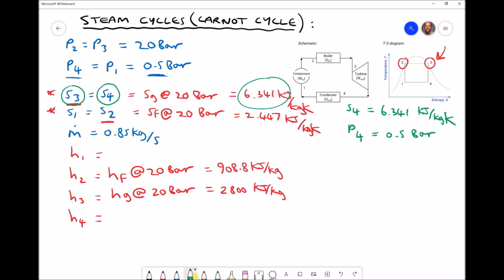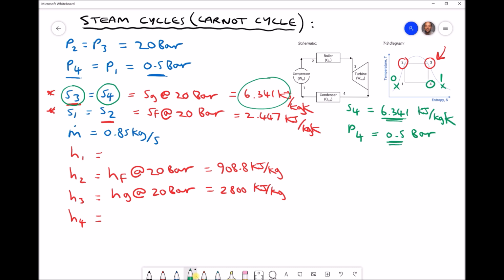We know at position 4, our enthalpy sits somewhere between the dry saturated vapour enthalpy and the wet saturated vapour enthalpy. And we also know that the dryness fraction sits somewhere between a dryness fraction of 0 and a dryness fraction of 1. What we don't know is what that fraction is at the moment. We do know our entropy. We do know our pressure.